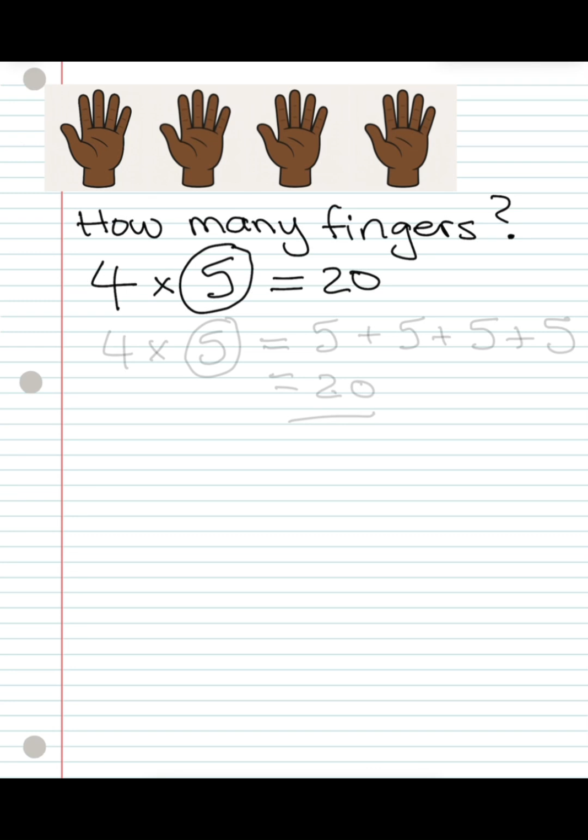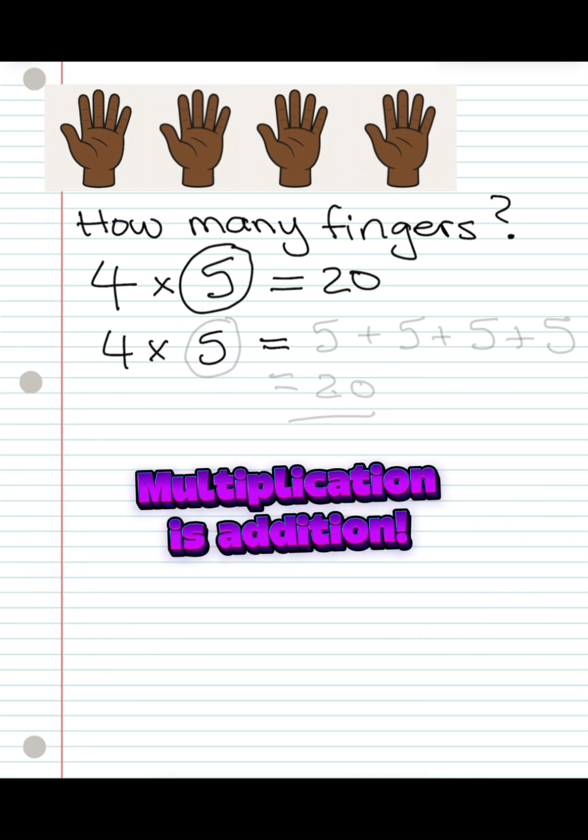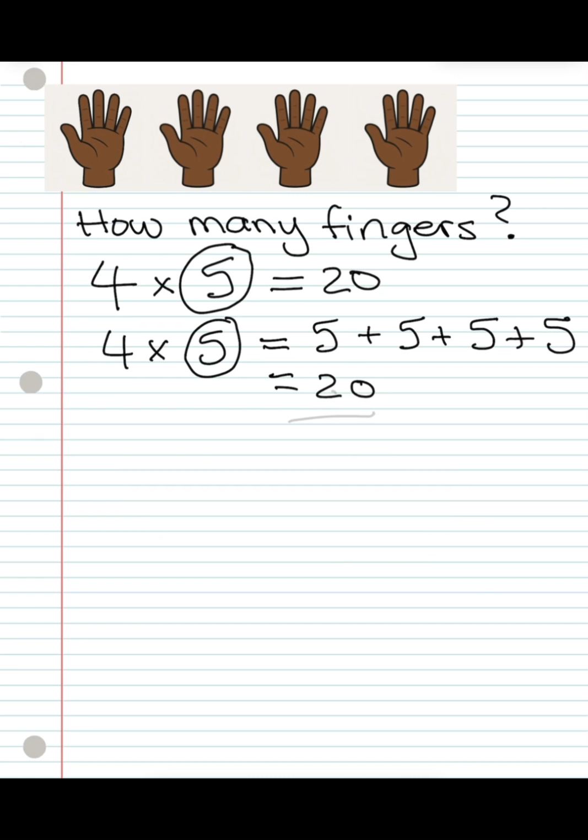And not all teachers will require you to show the addition too, but if they do, that's 4 times 5 equals 5 plus 5 plus 5 plus 5, like we did before, and that equals 20. So some teachers might want to see that you understand that 4 groups of 5 is 5 plus 5 plus 5 plus 5, but not all teachers are going to want to see that. But just in case they do, that's what that looks like.